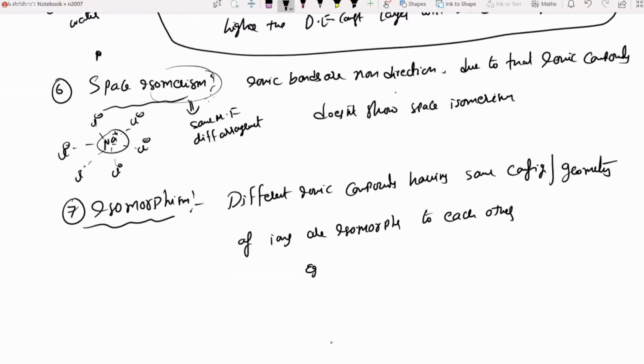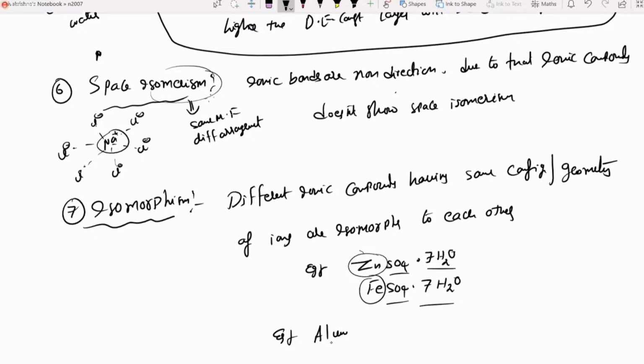Shall I take one example? What is that? ZnSO4·7H2O and FeSO4·7H2O. Both are having the same configuration: Zn2+, Fe2+, SO4. Their geometry is the same, their coordination is the same, their charges are the same. That is called isomorph.